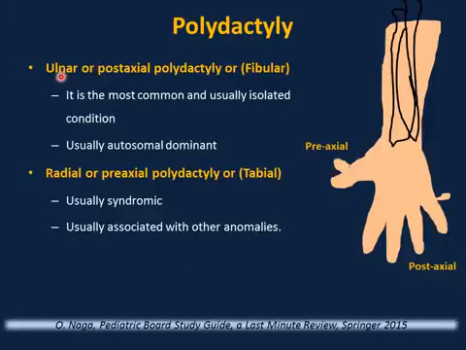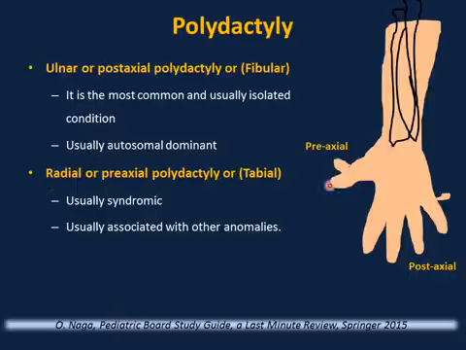If you have the extra digits on the ulnar side, on the medial aspect of the upper extremities, on the side of the little finger, or if you have the extra digit in the lower extremity on the lateral aspect, on the fibular side, or on the side of the little toe, this will be of little concern. It is usually an isolated condition and usually autosomal dominant.